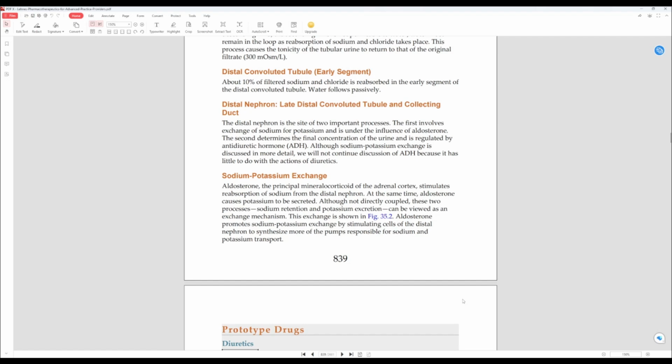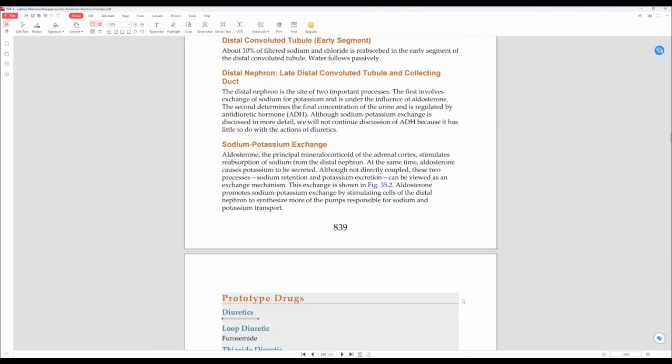The first involves exchange of sodium for potassium and is under the influence of aldosterone. The second determines the final concentration of urine and is regulated by antidiuretic hormone, or ADH. Although sodium-potassium exchange is discussed in more detail, we will not continue discussing ADH because it has little to do with the actions of diuretics.